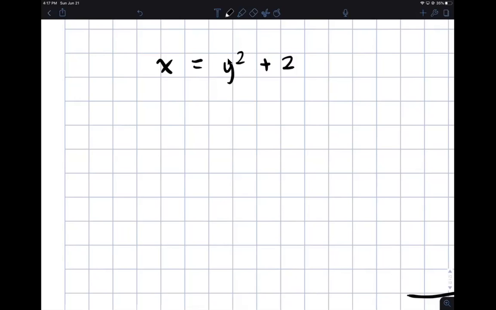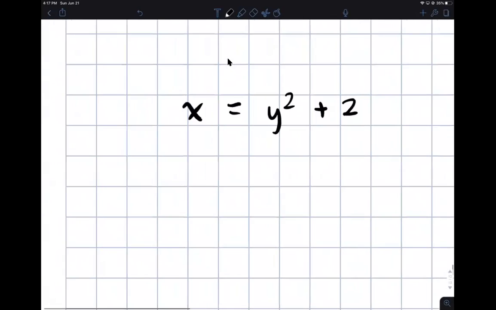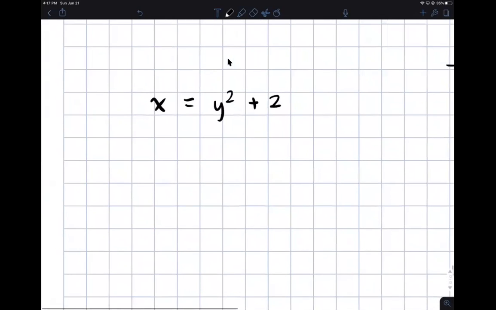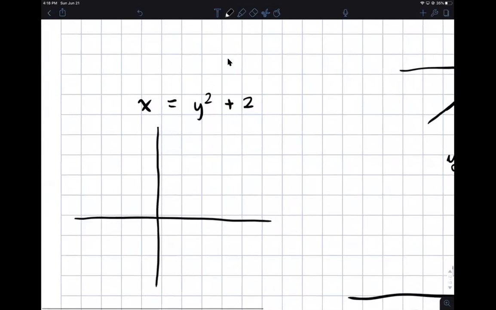All right, so do you think this is a function? Well, can you graph this? Do you know what this might look like? No, I don't know how to graph it.